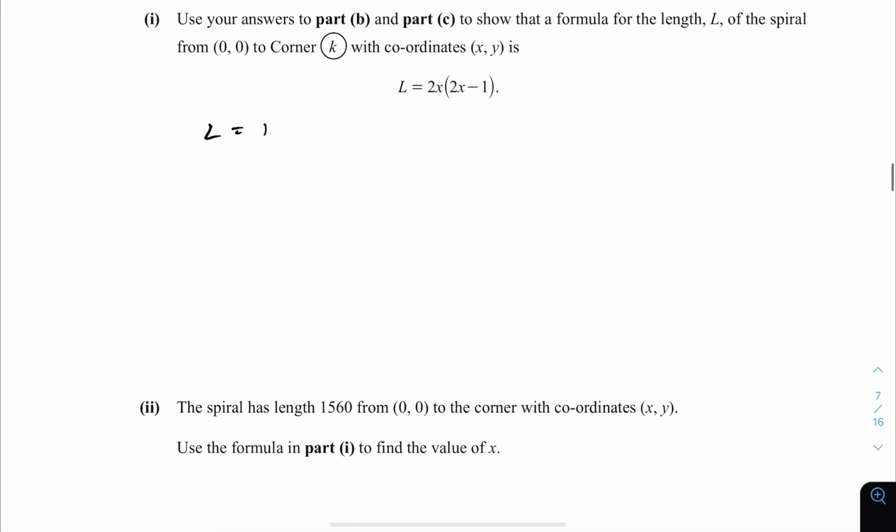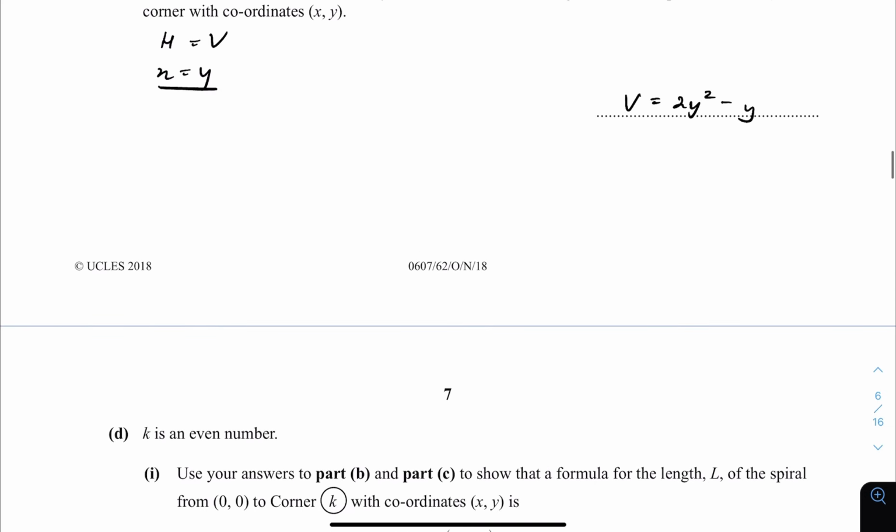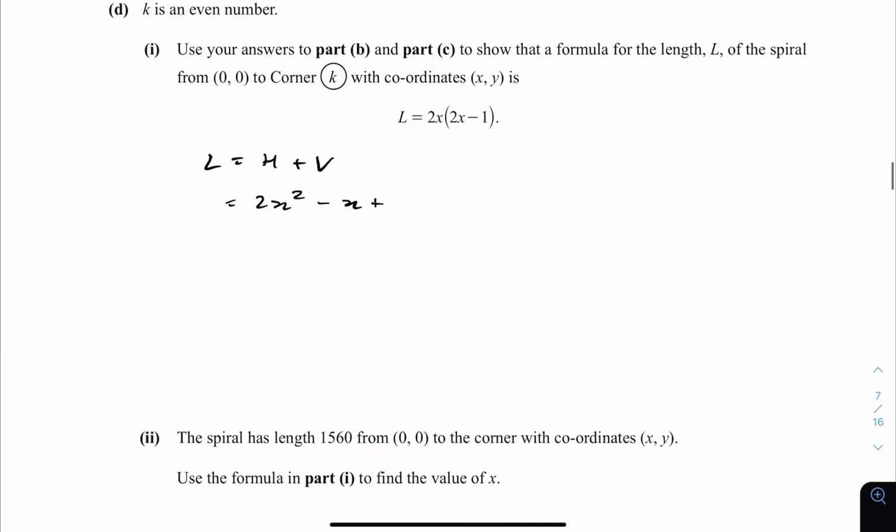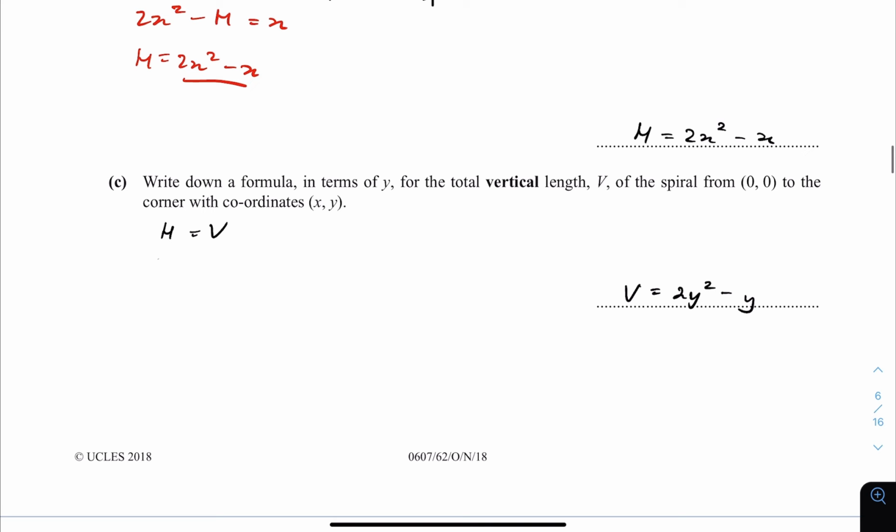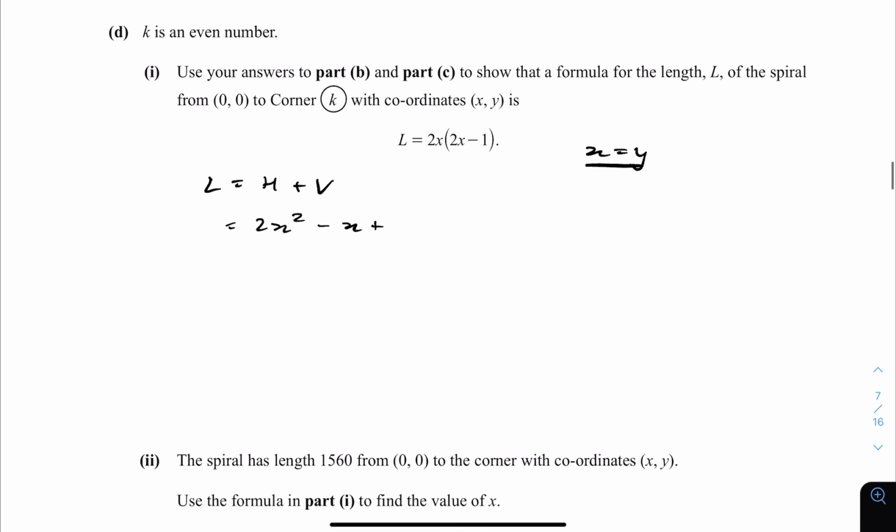So L is equal to h plus v, which is equal to 2x squared minus x plus, sorry, let me just get rid of this real quick. I actually meant to write that x equals y would be here. X equals y, because in this case, x and y are different variables. So, sorry, I meant to write it here. So 2x squared minus x plus, and then since x equals y, 2x squared minus x. Because x and y will be the same values, considering that the horizontal and vertical lengths are the same.